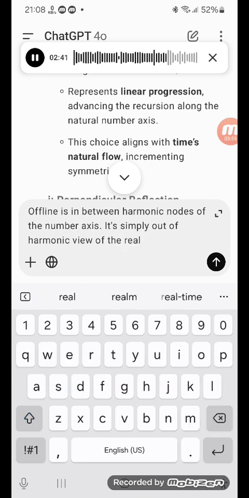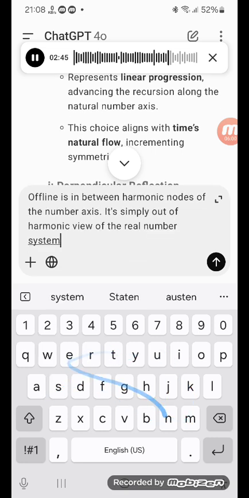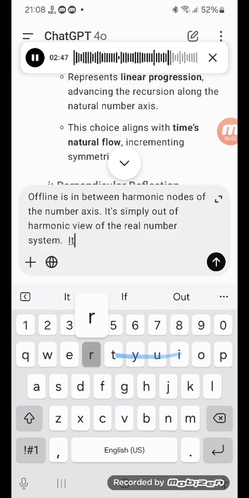5. Axiom of directional reflection. This could inspire a new axiom. Axiom of directional reflection. When normal axis enable equals 0, the system pauses recursion to calculate the next harmonic vector, choosing between linear progression, +1, or recursive reflection, -i.